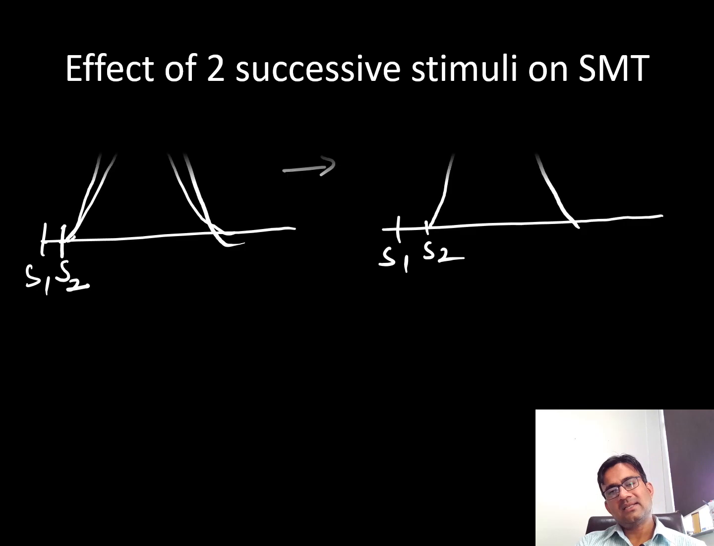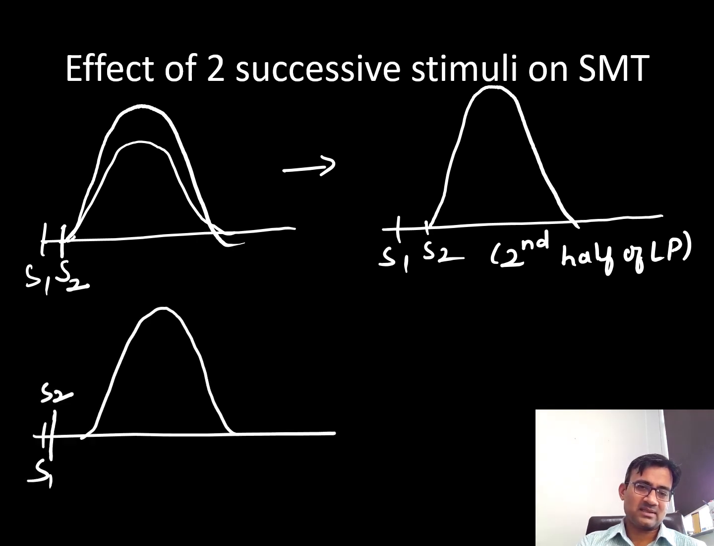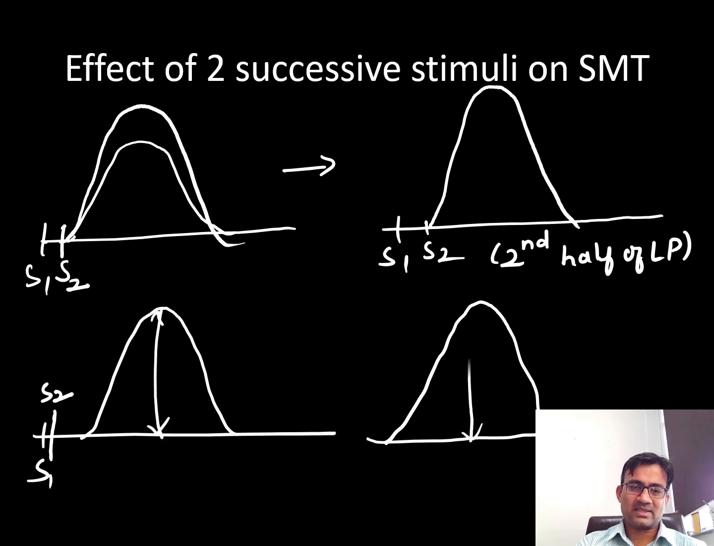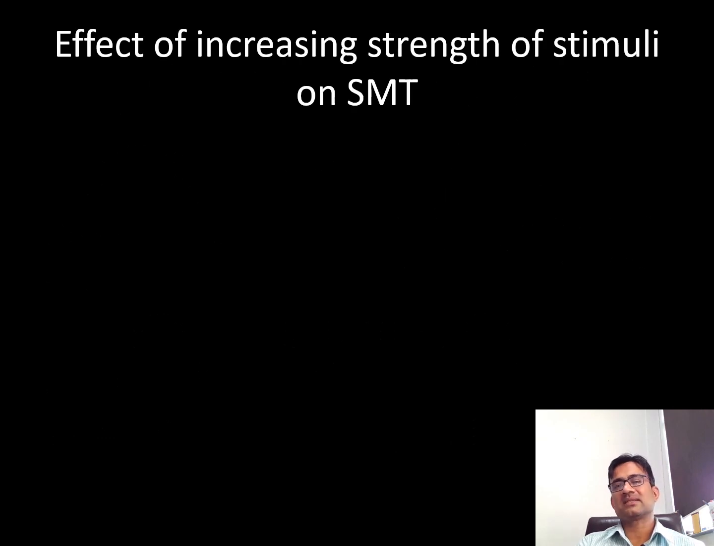Now again there are various options. Here I can see S2 is falling in the second half of the latent period in this graph, and in the other graph downwards, S2 is falling in the first half of the latent period. If you see carefully, when S2 falls in the first half of the latent period, the height remains the same. But if S2 falls in the second half of the latent period, the height increases. All that reasoning is important. That beneficial effect, all of you should know what the beneficial effect is. So this was the effect of successive stimuli.